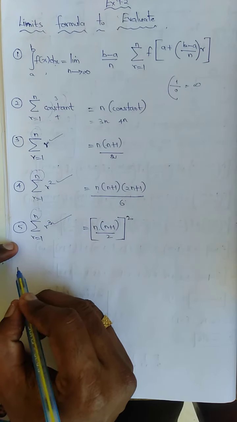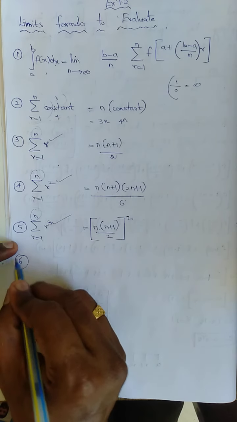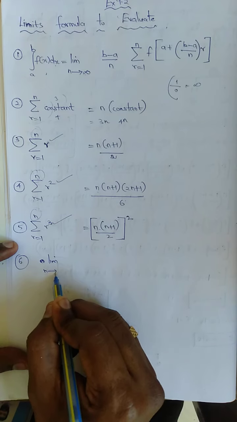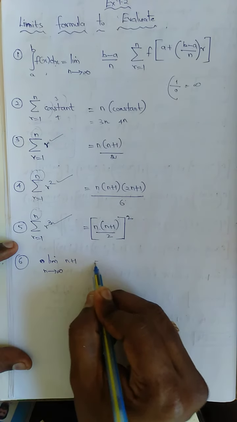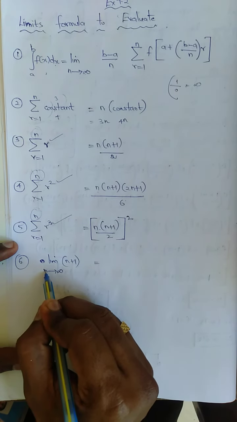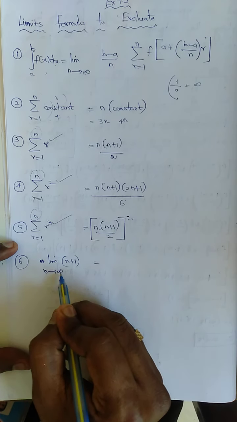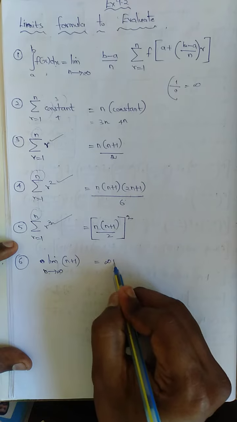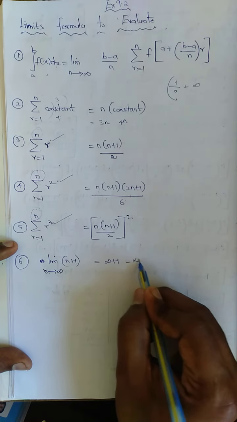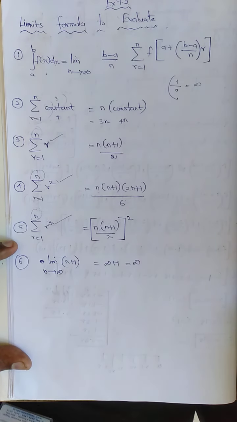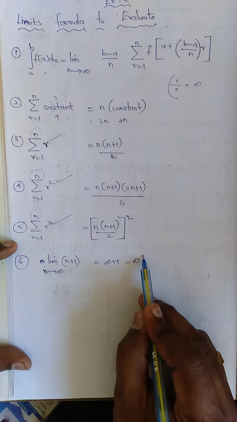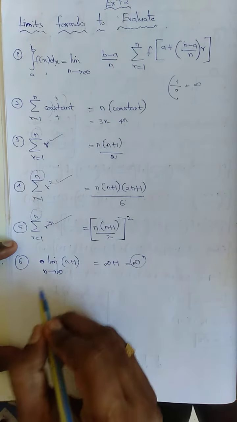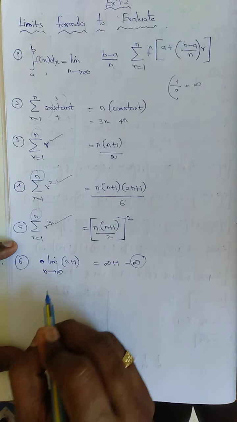Next I need to teach you one important thing here, the sixth one. Limit n tends to infinity of n plus 1. What is the meaning of this? In place of n, I need to apply infinity. So apply infinity plus 1. This will become once again infinity. Infinity plus 1 once again becomes infinity. So infinity is not a proper answer. This is an undefined form, so we need to bring another, defined answer.